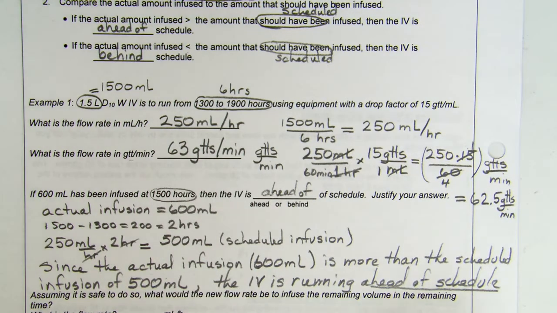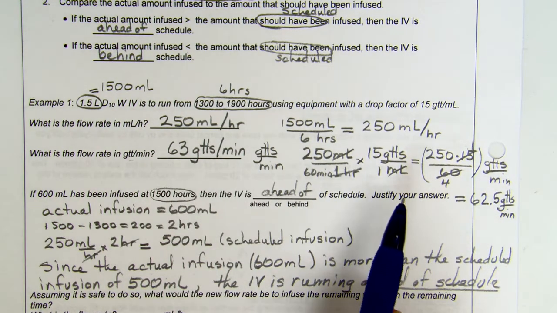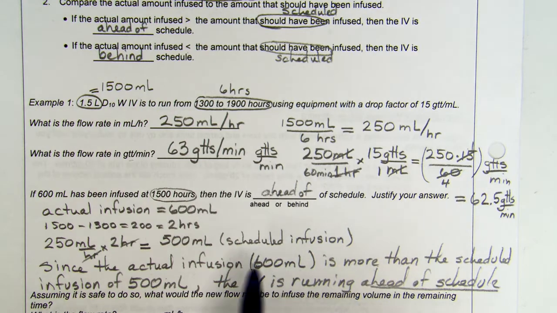For the test, I'll put a little more information here. You'll not only want to justify your answer, it'll need to be a comparison of two different quantities. You want to list the quantities as well as the verbal description of what the quantities are. All right, so now we know the IV is running ahead of schedule.